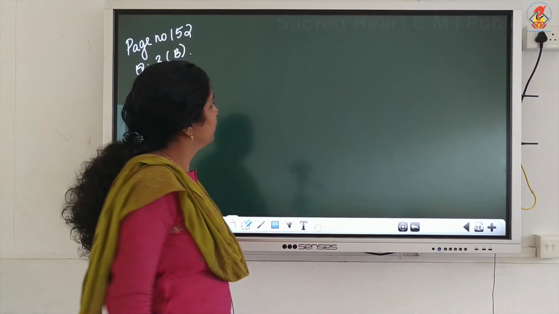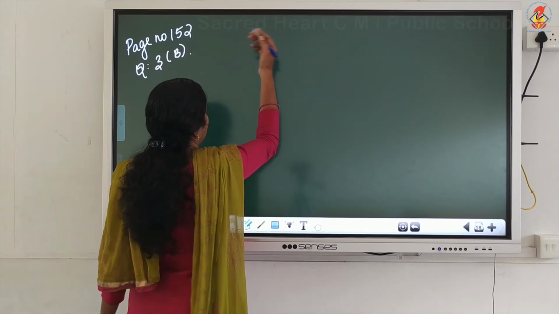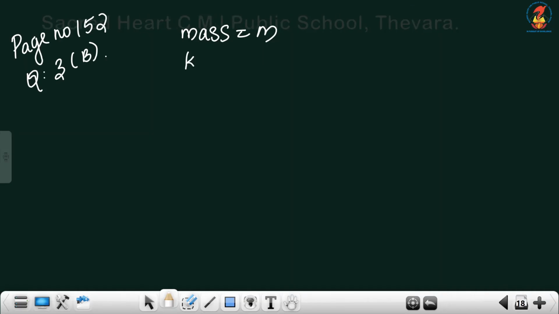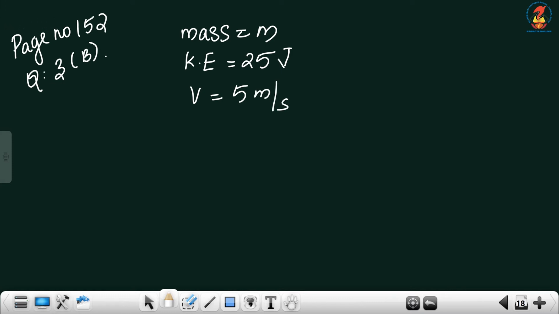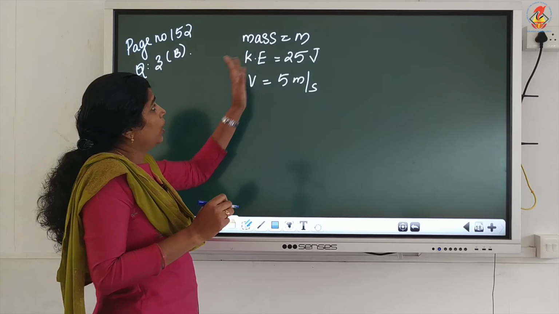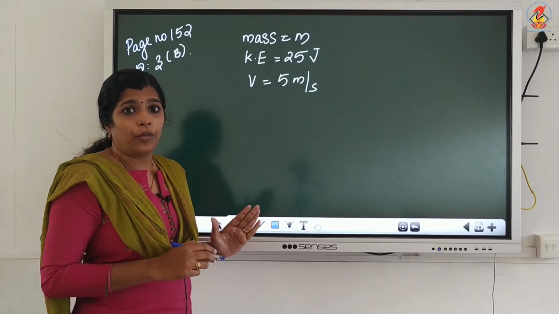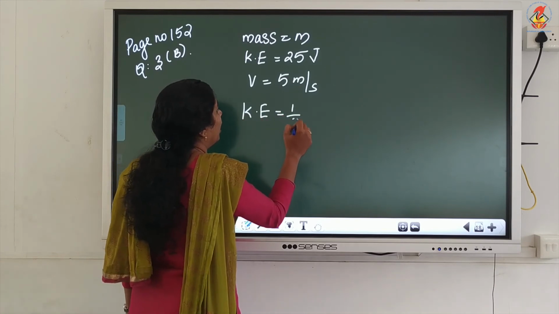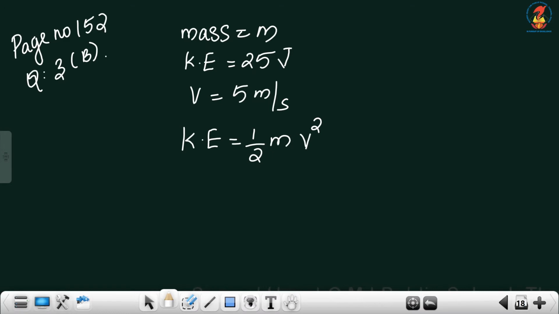Okay. So, mass we don't know. Mass equal to m, it's given. Kinetic energy we know, that is 25 joule. Then it's moving with a velocity of 5 meter per second. So, v equal to 5 meter per second. Now, we know the equation to find kinetic energy, half m v square. So, kinetic energy is equal to half m v square.